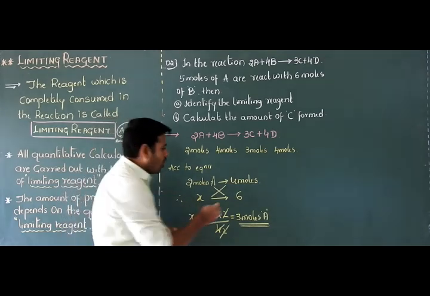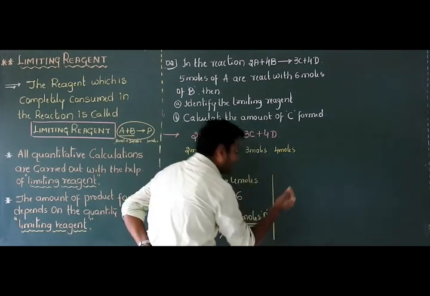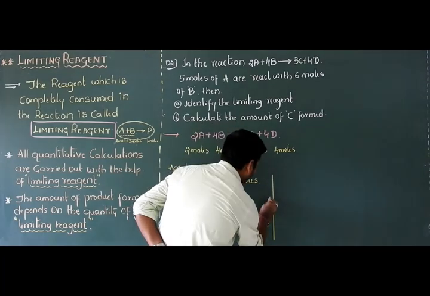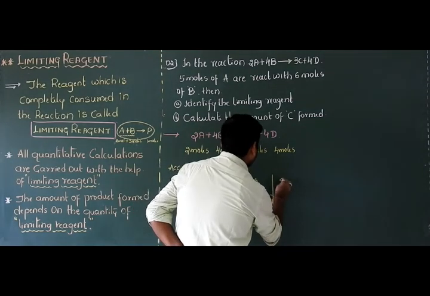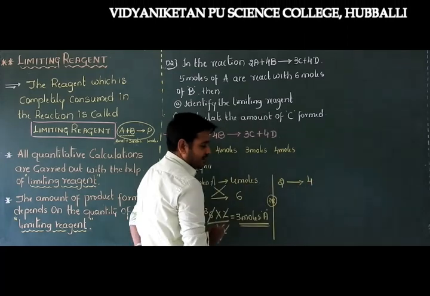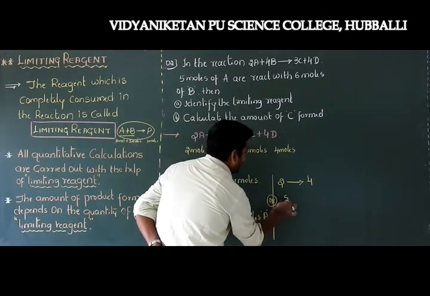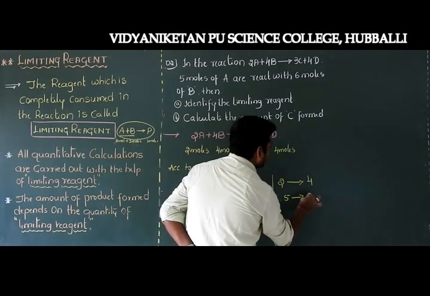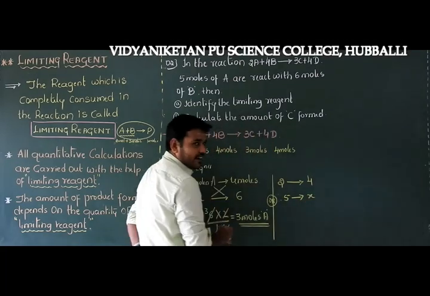ಹೌದಾ? If you want you can take A and calculate B also. 2 moles of reactant A combines with 4 moles of reactant B. So therefore 5 moles of reactant A combines with X moles of reactant B.